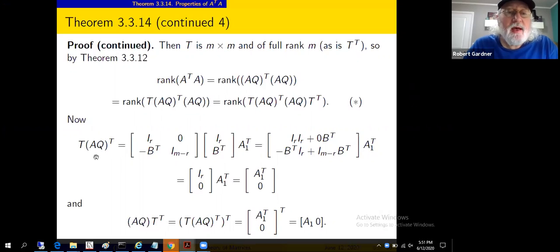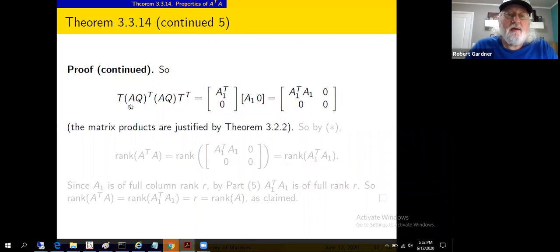Okay, so we have the T AQ transpose written in this form, the AQ T transpose written in that form. We know the rank of A transpose A equals the rank of this stuff here, our asterisk equation. So we'll use these versions of these matrices to fiddle around with this, ultimately getting out R. I want to get out the rank of matrix A.